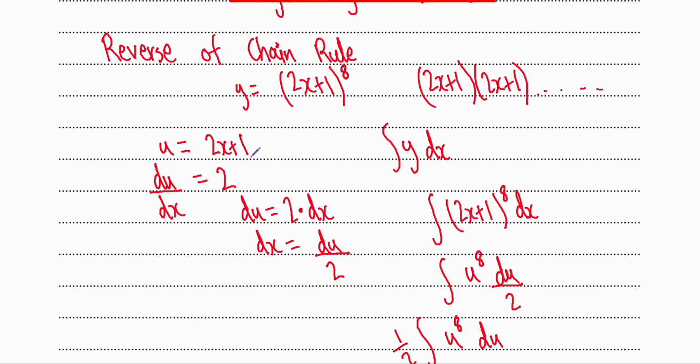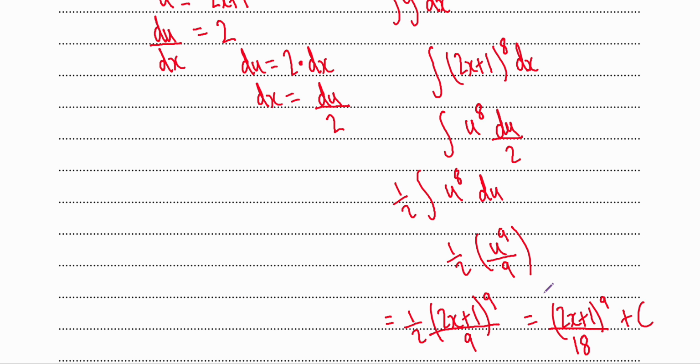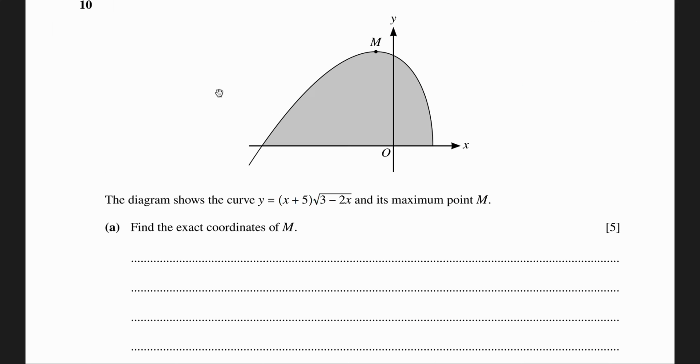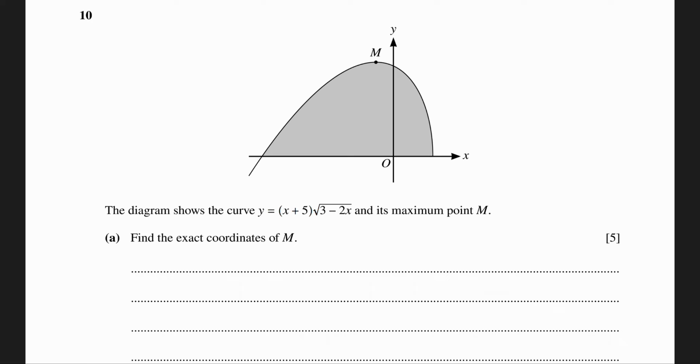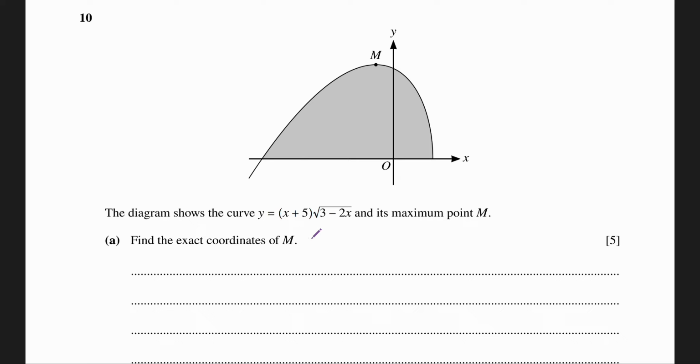So you have to make sure you get the answer in terms of x at the end. And yeah, that's pretty much what it's about, but let's do a harder example, and then it will make more sense. We'll actually understand why it's so useful, because look at this curve right here. The diagram shows the curve y is equal to (x plus 5) times the square root of (3 minus 2x), and its maximum point M, so we don't know what that is. Find the exact coordinates of M.